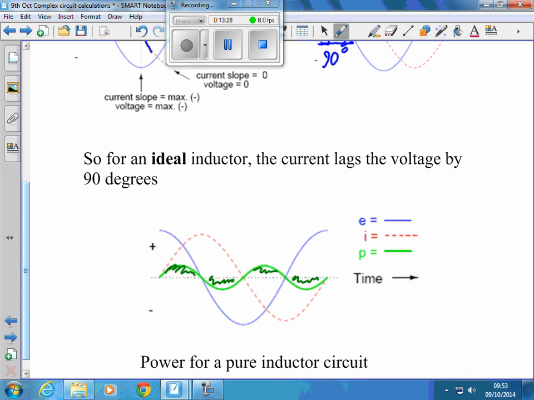And the actual overall power dissipated in a pure inductor is a straight line 0, because in that part we're dissipating some power, in that part we're giving it back, then we're dissipating, then we're giving it back. An inductor uses no useful power at all. It does not convert energy into heat or anything like that. You can only get power from a resistance.